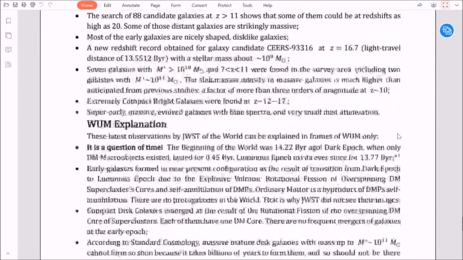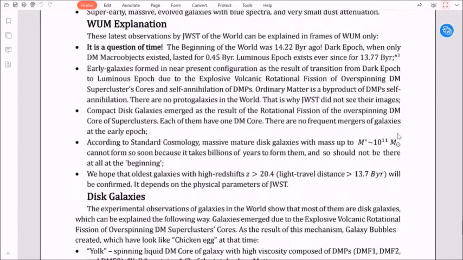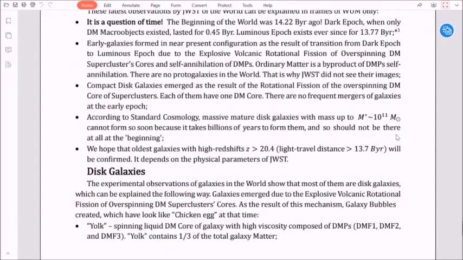So much news. Here is the explanation. These latest observations by JWST of the world can be explained in the frames of ROOM only. It is a question of time. The beginning of the world was 14.22 billion years ago. The dark epoch, when only dark matter macro objects existed, lasted for 0.45 billion years. The luminous epoch has existed ever since, for 13.77 billion years.